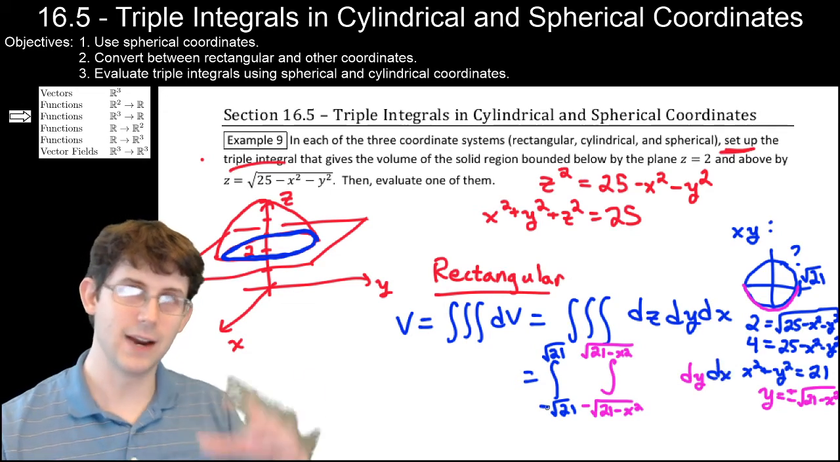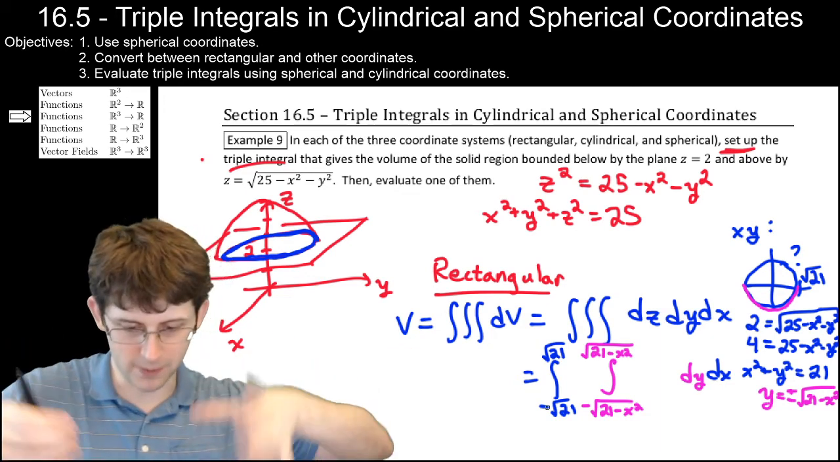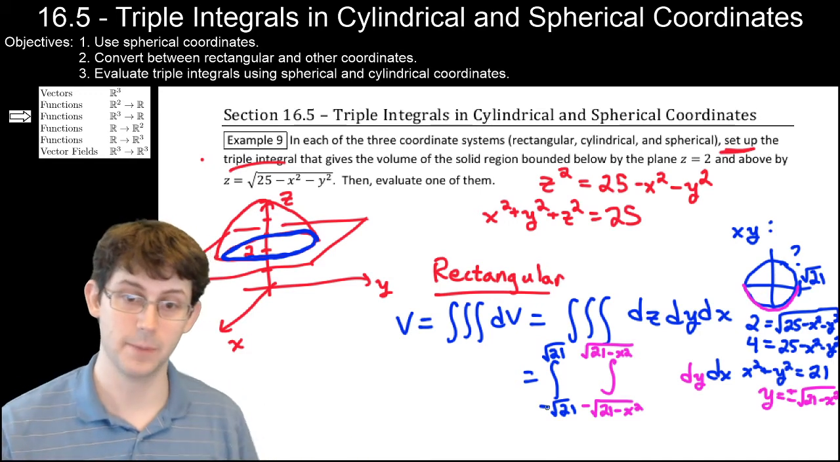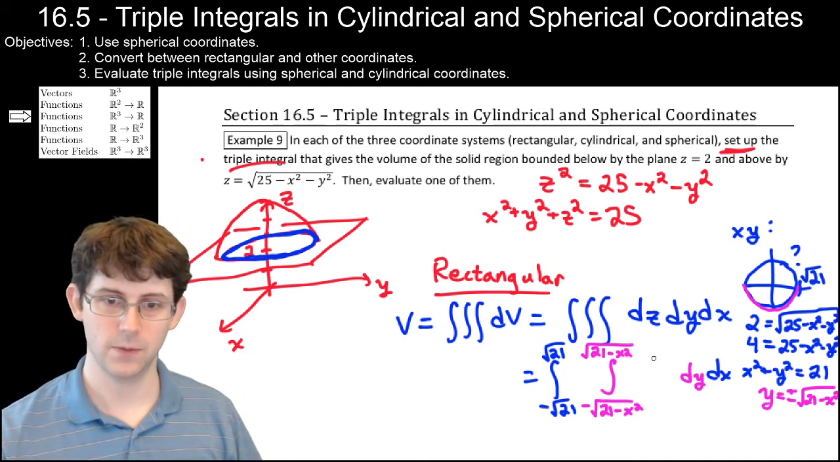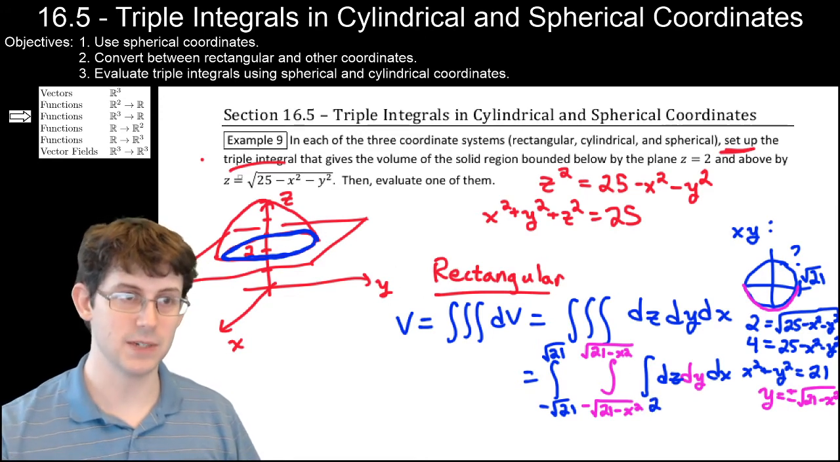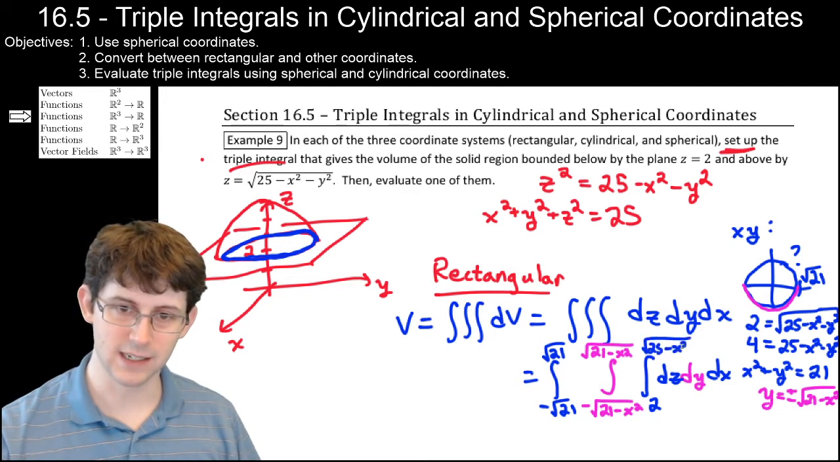So the outermost bounds, if you have x and y as your outermost variables, that's what the region looks like when you look down on it from above and see it in the xy plane. Then the z bounds: you do the bottom surface, which here is z equals 2, and the top surface, which is square root of 25 minus x squared minus y squared.